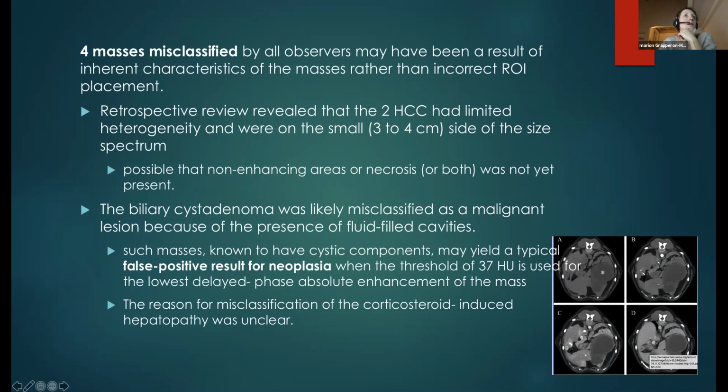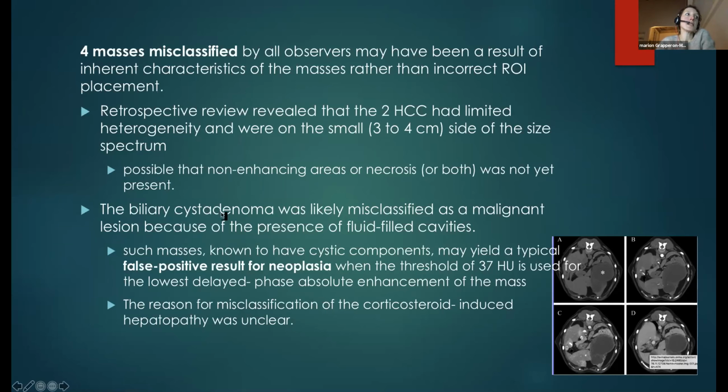In retrospect, there were 2 hepatocellular carcinomas that were classified as benign. And finally, the retrospective review shows that there was limited heterogeneity, most likely due to the small size of the lesion. It was possible that the non-enhancing areas of necrosis were not yet present, so it depends on the stage. I think this is quite interesting and can lead to a lot of cases of misclassification.